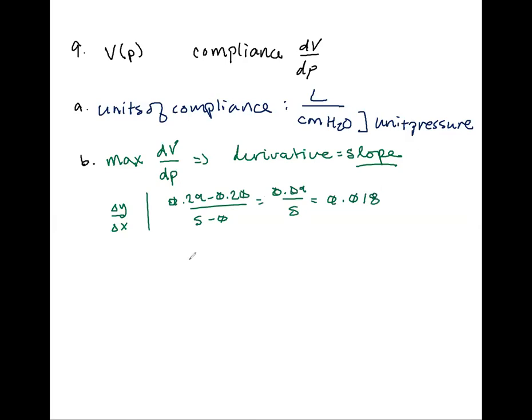And then we do this again for the next two sets. We have 0.49 minus 0.29 over 10 minus 5. So this is now 0.2 over 5. And you can see that this one is going to be larger. So this is going to be 0.04.